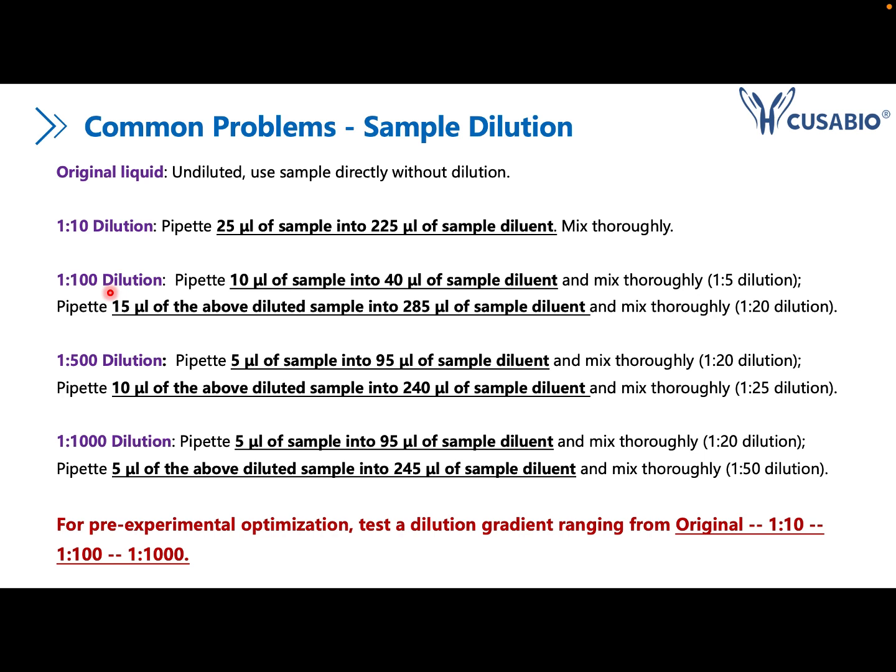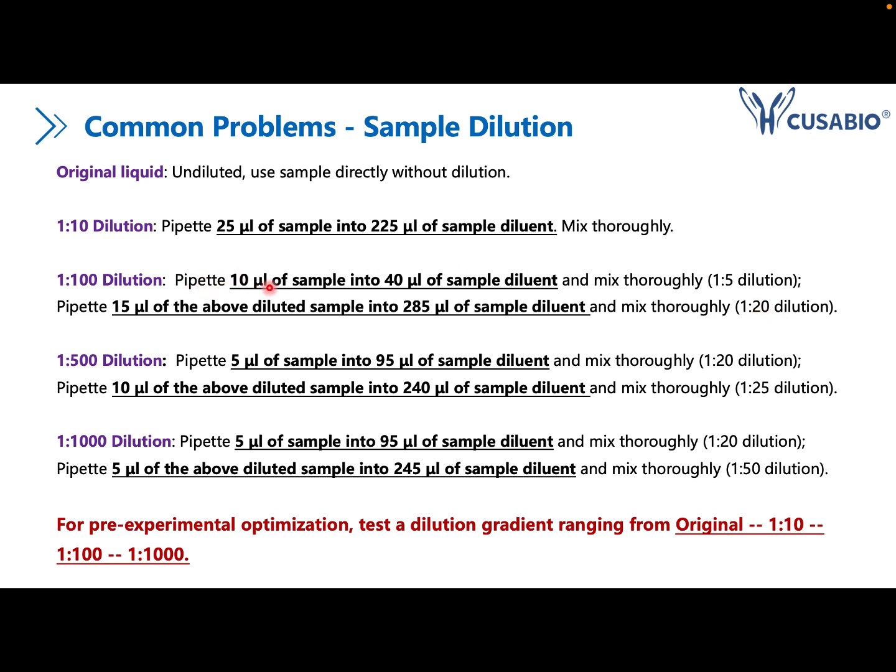And for the 1 to 100 dilution, for a dilution factor of 100, we usually do a 2-step dilution. Meaning that you can do the 1 to 5 dilution first, and then you can use the diluted sample to do another 1 to 20 dilution.